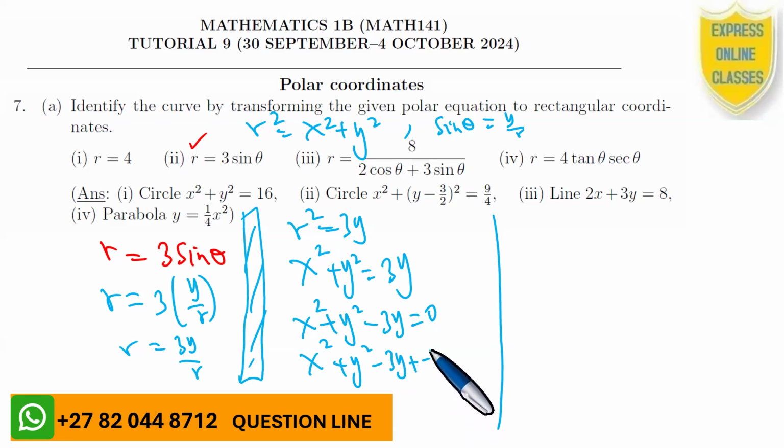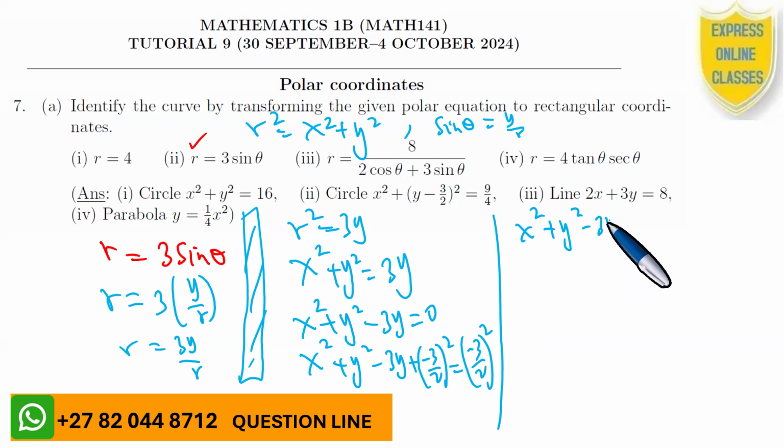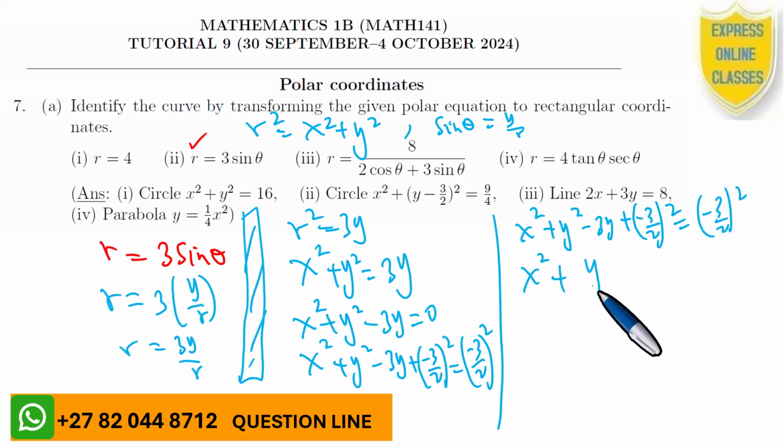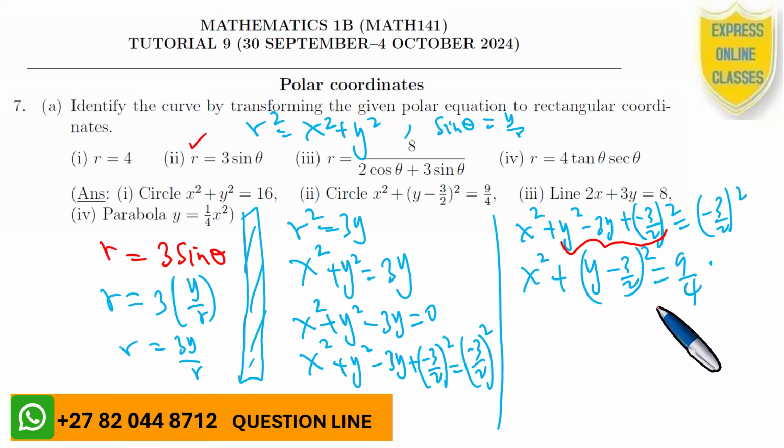We have the coefficient of y, which is minus 3. We divide it by 2 and we square. And we do that on the right-hand side as well. And we then have x squared plus y squared minus 3y plus negative 3 over 2 squared, and you have the negative 3 over 2 squared on the right. This is x squared plus y minus 3 over 2 squared, which equals 9 over 4. So now the binomial squared produces a trinomial. This trinomial means three-term expression. The three-term expression, when expanded, produces a binomial in perfect square form.